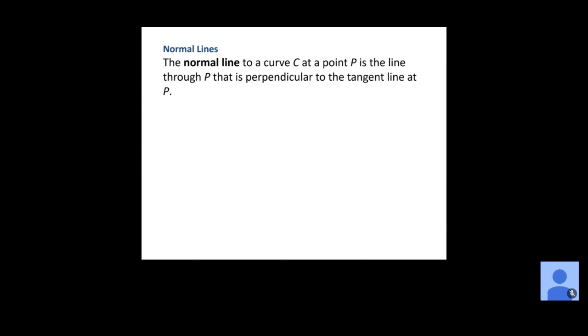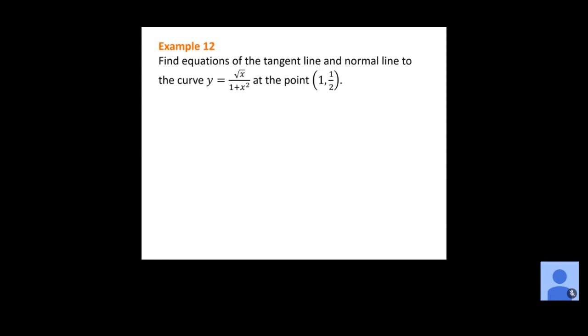So what we're going to basically be doing is the same work we've been doing all along to find our tangent line. And then we know now that the normal line is just going to be perpendicular to that tangent line, but at that same location. That's all we're going to do to find the normal line. So this time we want to find equations of the tangent line and the normal line to this curve at the point that's given.